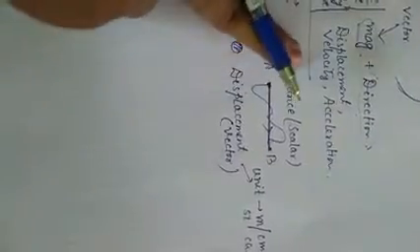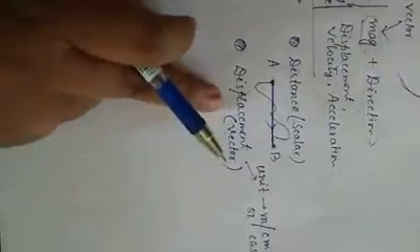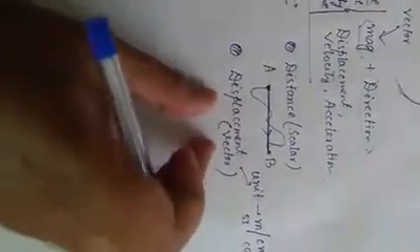So distance is a scalar quantity, displacement is a vector quantity, and displacement is the smallest distance between two points, not distance. Is it okay? After that we shall talk about speed.